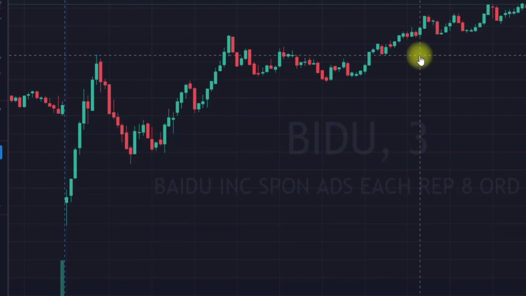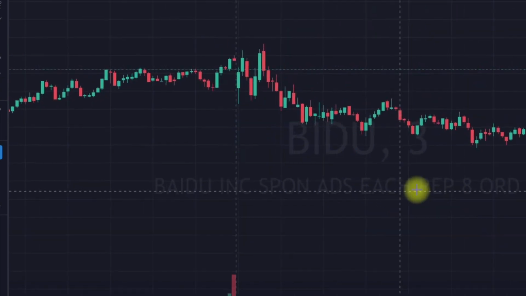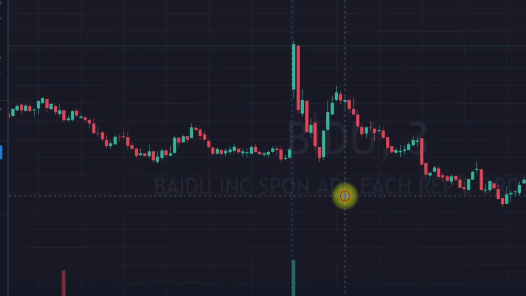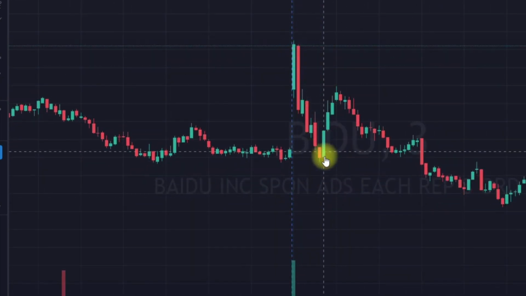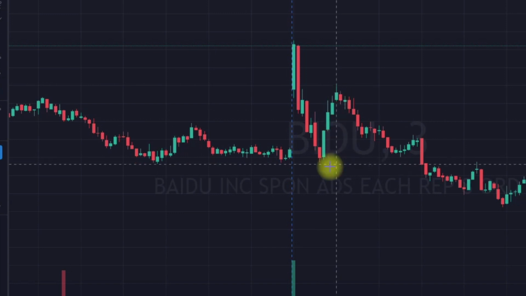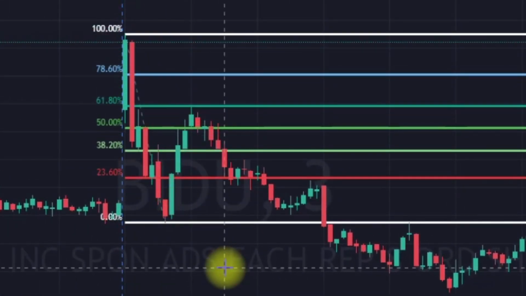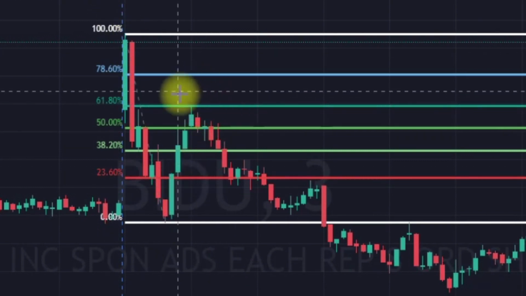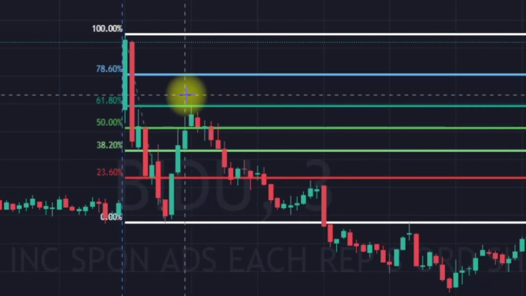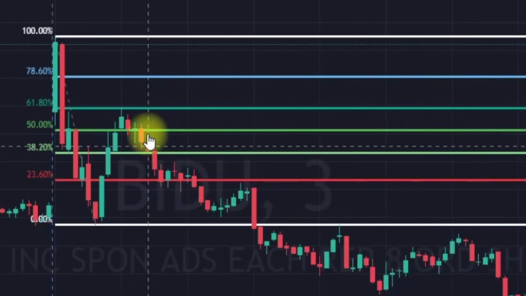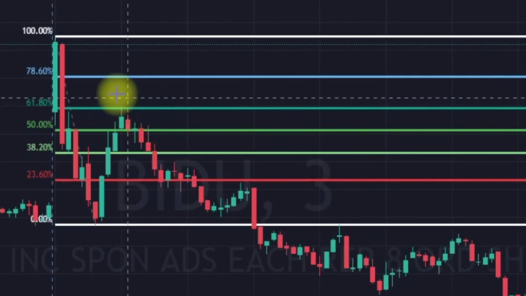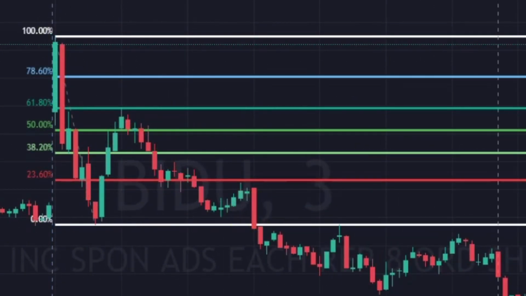You can do this for the other direction. In fact, just over here, you can see how we came down and then pop back up. If we do Fibonacci left to right, from high to low this time, you notice that it came straight to the 61.8 and then kept going down. That was a perfect entry for the continuation to go down.